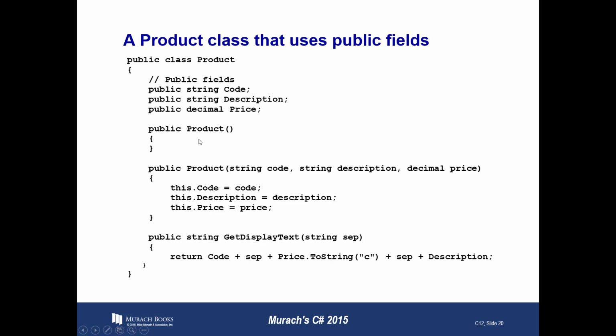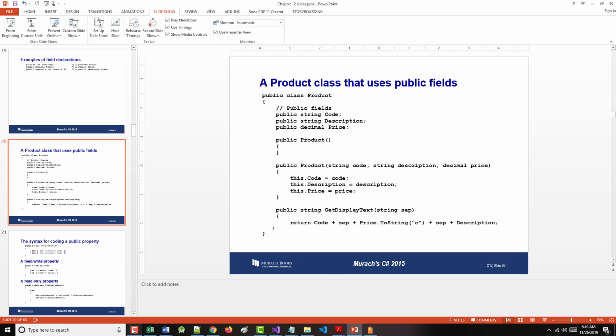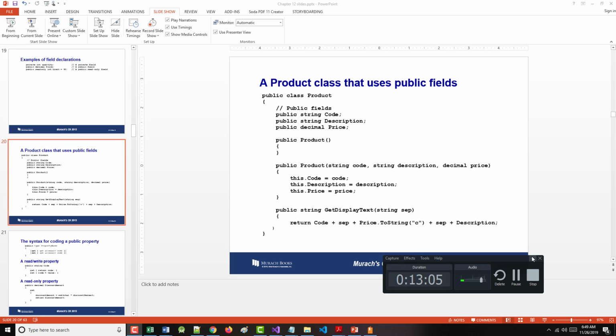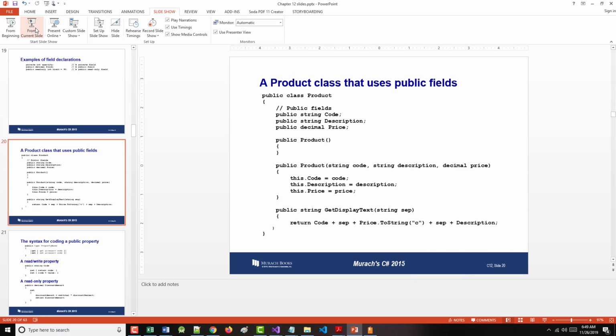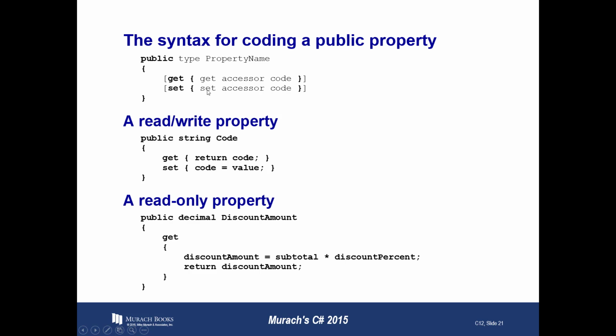Now, many people think that that kind of breaks what object-oriented programming is about, and you should not do that. In other words, your variables should always be private. All right, I'm at 13 minutes, so I'm going to go just a couple minutes more.